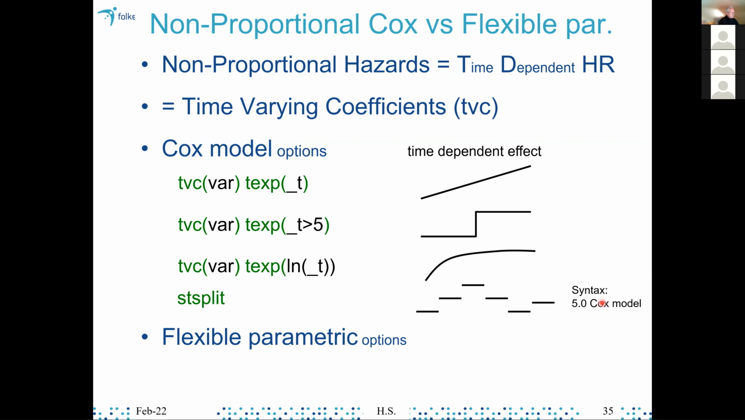Now, how can we do this in the flexible parametric model? Well, here is another version where they really shine. We put in TVC and list the variables that should have interaction with time or vary over time. And then we put in a spline, saying we would like to have 2 splines to model the time varying coefficient effect. So 2 splines for this. And then we might get a very flexible effect. And this is now the hazard ratio, how it is changing over time.